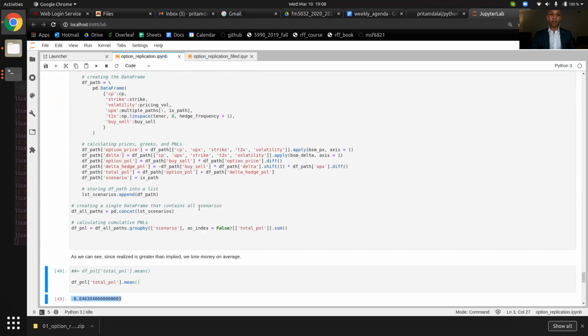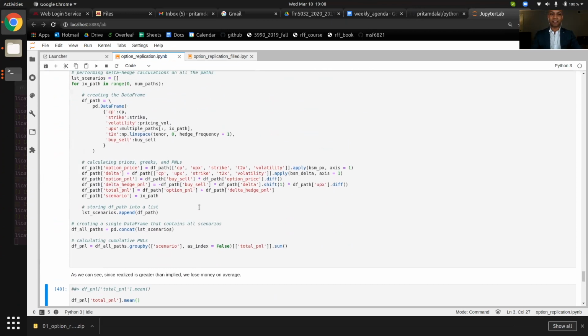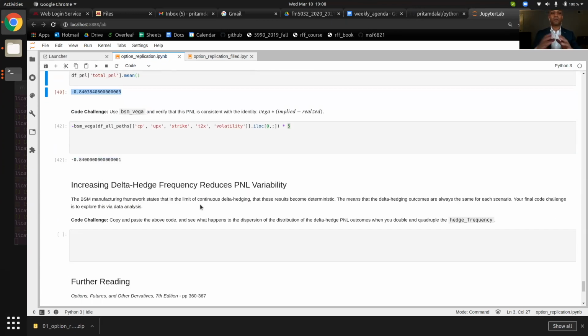Okay, so it's a lot of copy and pasting code. Here's what we want to do: copy and paste the code above and see what happens to the dispersion of the distribution of the delta hedge P&Ls when you double and quadruple the hedge frequency. Why don't you guys work on that? I'll give you a couple minutes to do that.